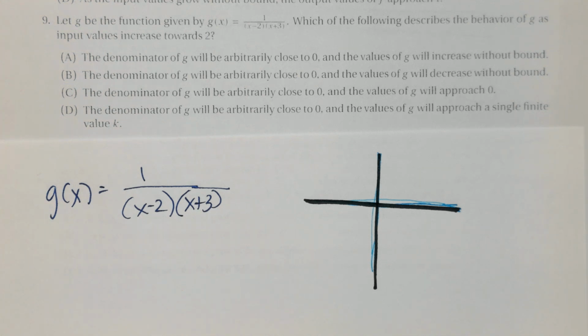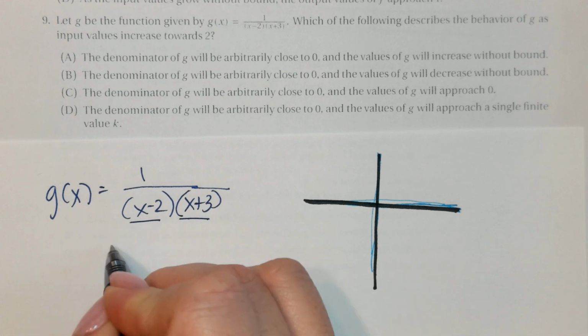In number 9, we're provided with the function g of x. It's 1 divided by x minus 2 times the quantity x plus 3. We want to describe the behavior as g, or as we want to think of them as the x values or the input values, increase towards 2. Well, here's what I know.